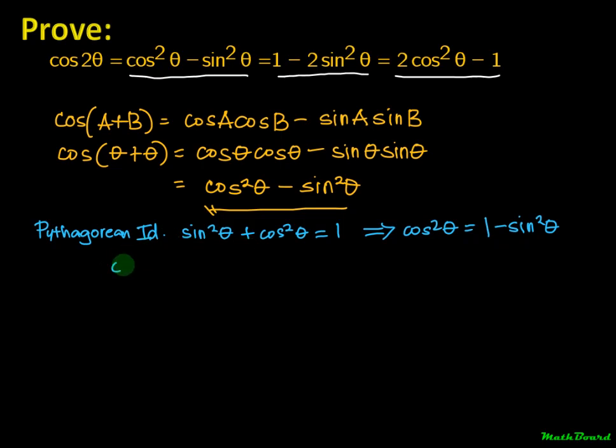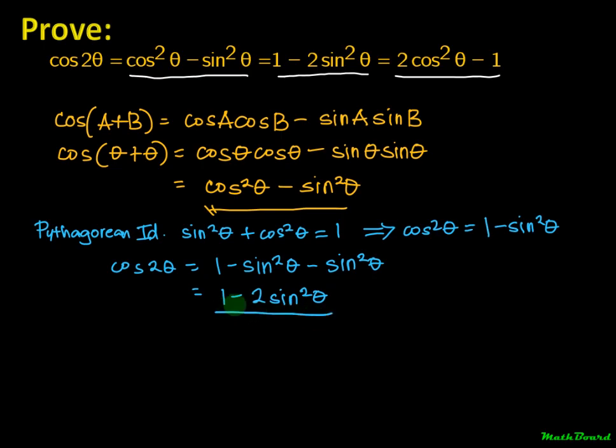Therefore, we can replace cosine squared theta as 1 minus sine squared theta. Therefore, we can also say that cosine 2 theta is just equal to the value of cosine squared theta, which is 1 minus sine squared theta, then minus sine squared theta. Then 1, negative sine squared theta minus sine squared theta, that's negative 2 sine squared theta. Okay? So as you can see, cosine 2 theta is also equal to 1 minus 2 sine squared theta.